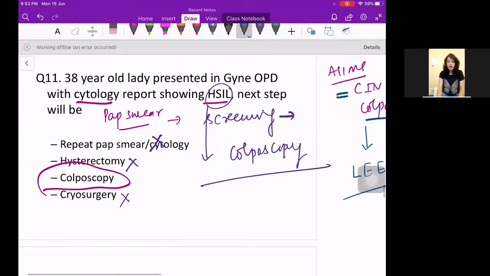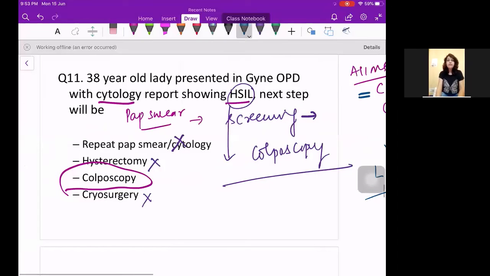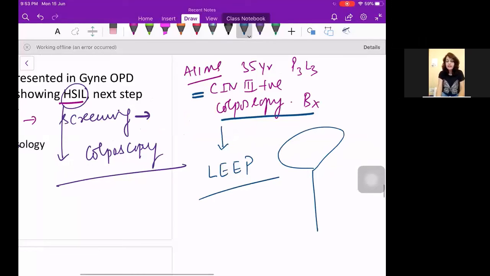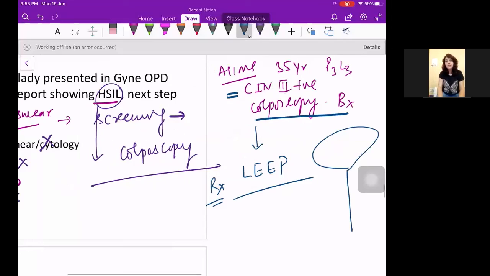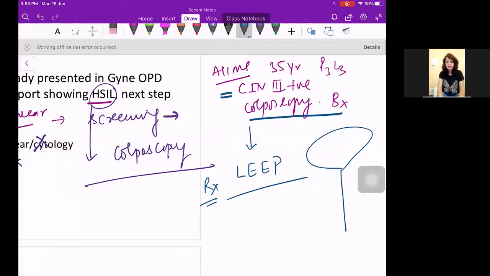So again, in a nutshell, if there is a finding like CIN2, CIN3 on pap smear, the next step will not be the treatment, it will be the colposcopy. And if they write CIN3 on colposcopy, then your management is you give the treatment, and the best treatment possible for CIN3 is LEEP, that is loop electrosurgical excision procedure.